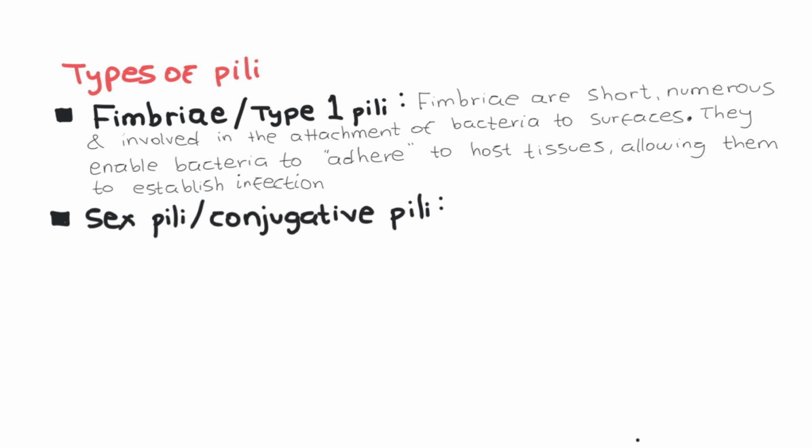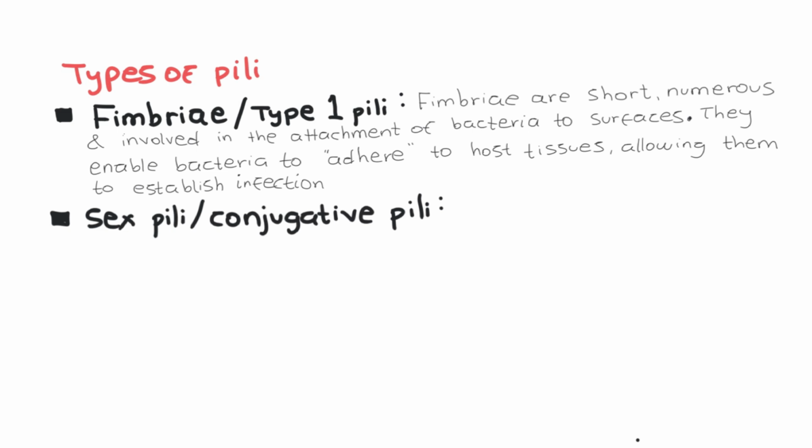They are involved in the attachment of bacteria to surfaces. For example, they can enable bacteria to adhere, which means stick to, so they can enable bacteria to adhere to host tissues, for example, the lining of the urinary tract or the intestinal epithelium. And by enabling bacteria to adhere to host tissues, bacteria can thus establish infection. So fimbriae are therefore very important in enabling bacteria to cause virulence, to cause infection.